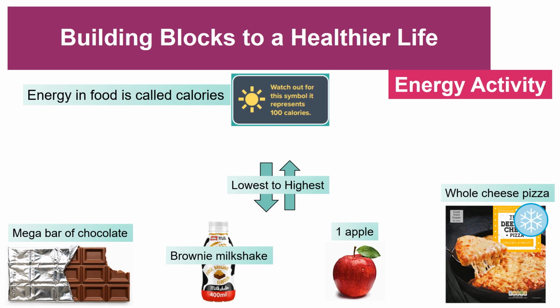The energy we talk about in food and drink is called calories. In the booklet and throughout the presentations, we have used the yellow sun symbol to show 100 calories in food. So let's put this into perspective. Have a look at the foods and drinks on your screen. We have a mega bar of chocolate, a chocolate brownie milkshake, an apple, and a cheesy deep dish pizza. So have a think, which one do you think is the lowest in energy and which one is the highest in energy?